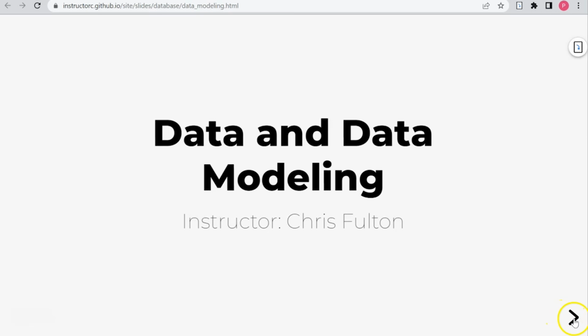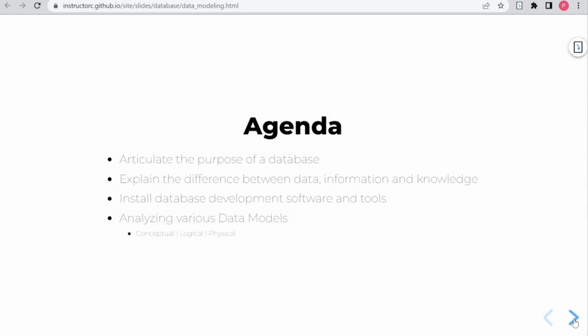In this video series, we'll focus on describing the purpose of a database. We'll also explain the difference between data, information, and knowledge. And then we'll dive into analyzing various data models, looking at what is a conceptual data model versus a logical, and what is the difference between a logical versus a physical data model.